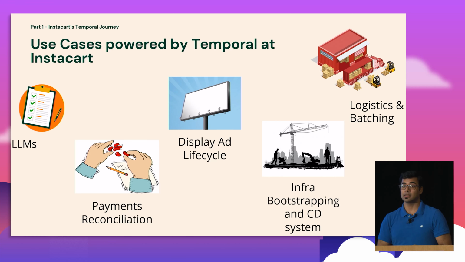The entire life cycle of display ads. So Instacart has a huge ads offering for CPG partners. Whenever you go to the Instacart app, you'll see some ads from Coke, or you'll see an ad from Pepsi, from Kellogg's. All of that is powered through Temporal. So our CPG partners upload what we call display ads. It could be a picture, a banner, or a small video clip of like 2 or 3 seconds. That entire life cycle is managed through Temporal.